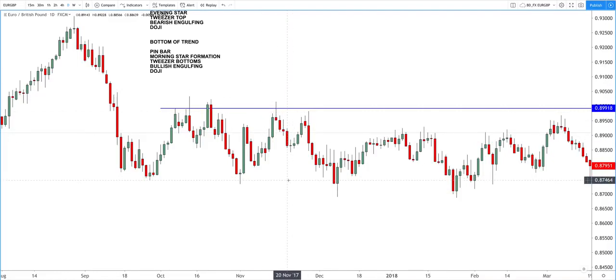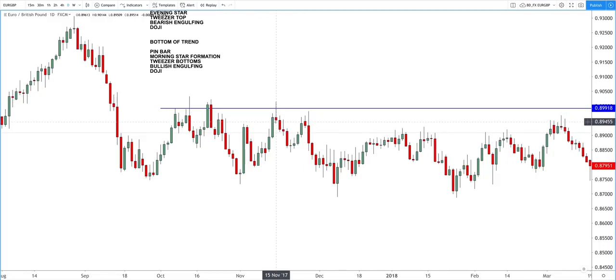So an evening star formation is a great reversal sign, and I'll just highlight it here. These 3 candles here, 1, 2, 3. As I said, I like to see these on the lower time frame. If you see these on a 1 hour or 4 hour time frame, they're quite strong. And the reason they're quite strong is because it's not one candlestick by itself. If you see a shooting star on a 4 hour, it's quite strong. Same on the 1 hour, but it is just one candlestick.